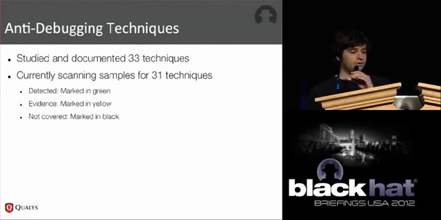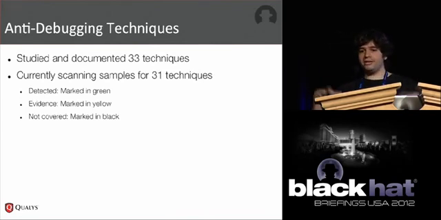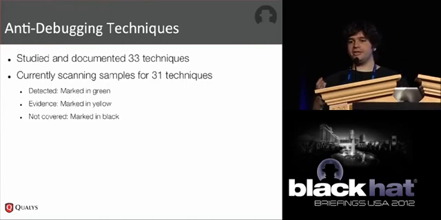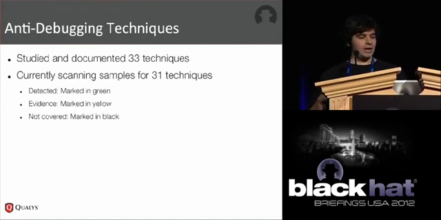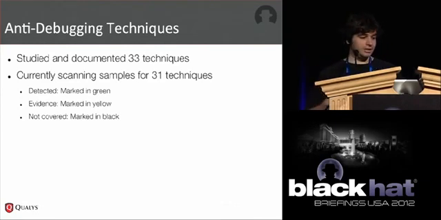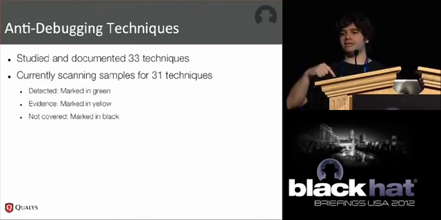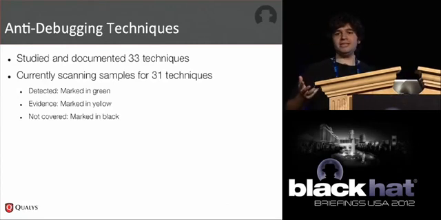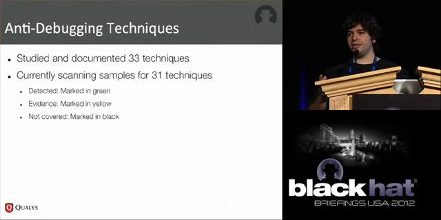Okay, we documented 33 techniques of anti-debugging. Among these 33 techniques that are documented in the paper, 31 are currently being detected in the samples. It means that we do have a plugin detecting 31 of such techniques.